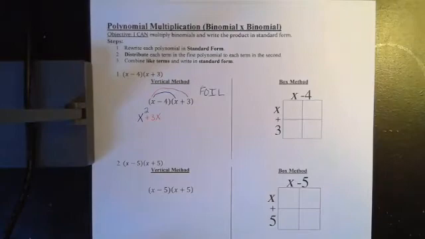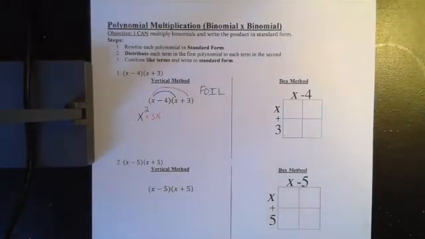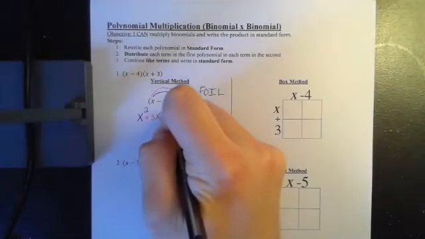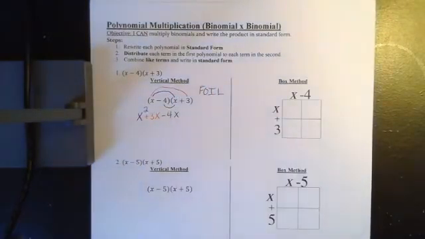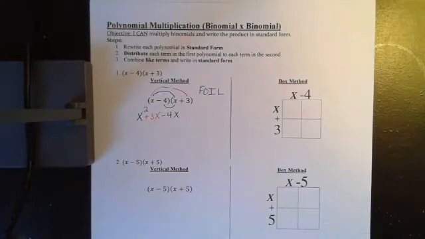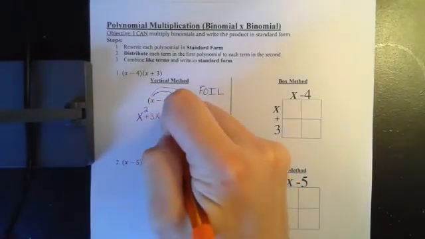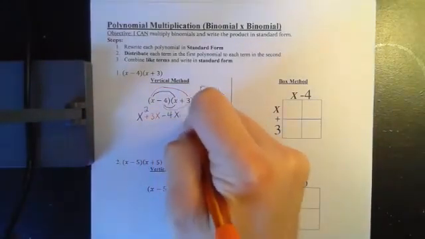Then we move on to our inner terms. So negative 4 times x is negative 4x. And then finally, we move on to our last terms. So the last terms are negative 4 and 3. So negative 4 times 3 gives us negative 12.